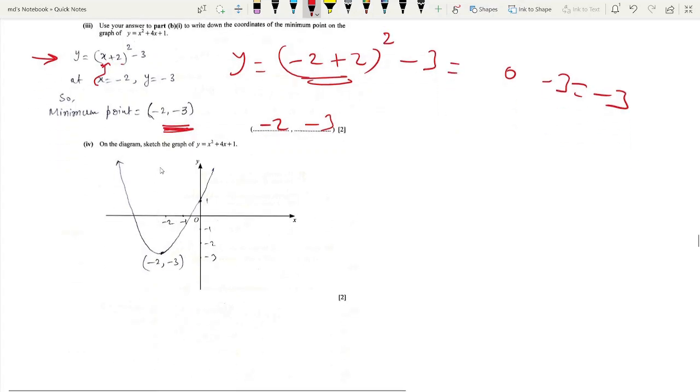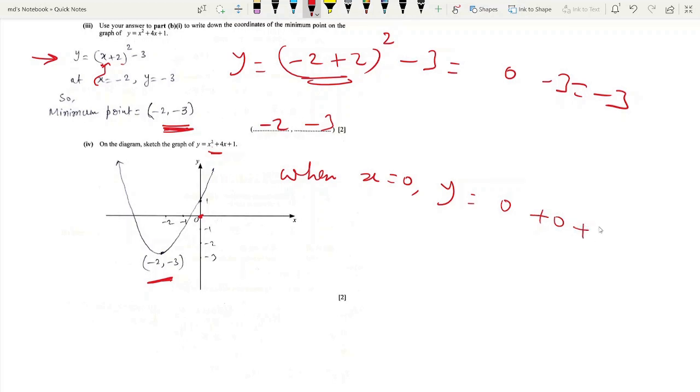Now we have to sketch the curve. So the minimum is minus 2, minus 3, which you can write here. Then you can also check when you put x as 0 in your curve, what is y? When x is 0, y will be 0 square plus 0 plus 1. So y is 1. So when x is 0, y is 1, one point will be here, and this is quadratic, right? So you cannot draw this type of curve. Quadratic is always this type. So you can draw this curve.